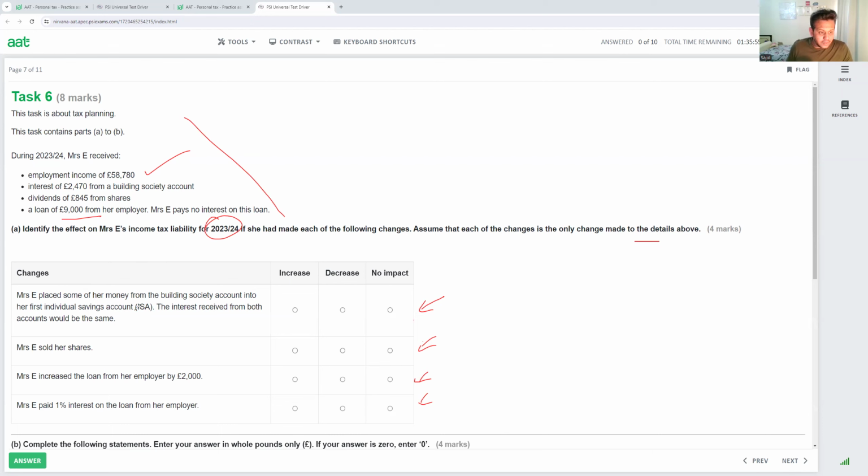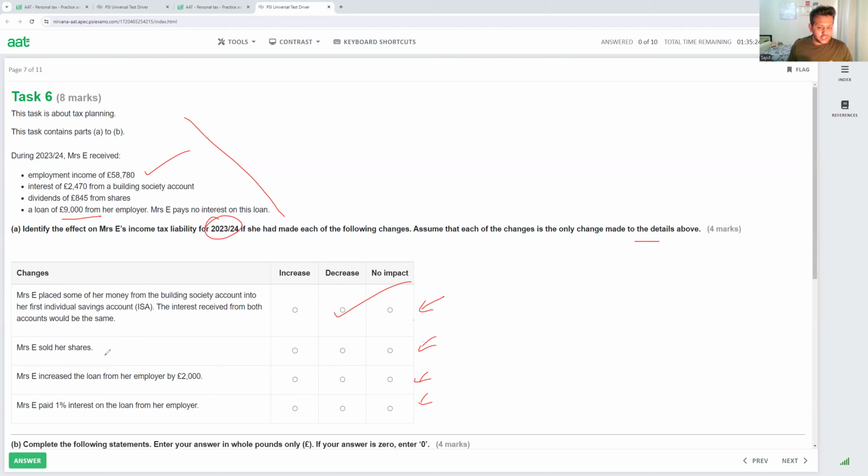Mrs. E placed some of her money from the building society account into an individual savings account. Remember that if I put some money from the building society into the ISA, it will be exempted. And as soon as it is exempted, my tax liability will go down. Very simple. Because ISA income is exempted, my tax liability will definitely decrease.